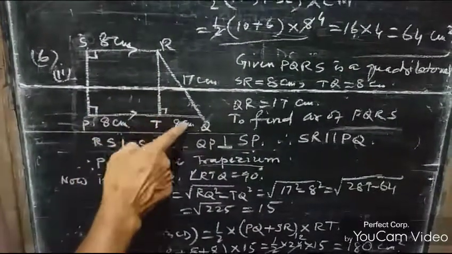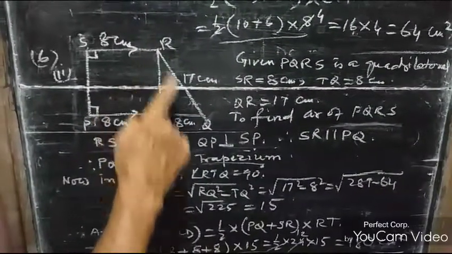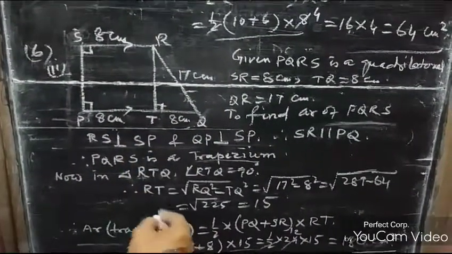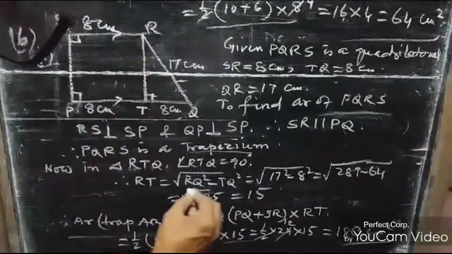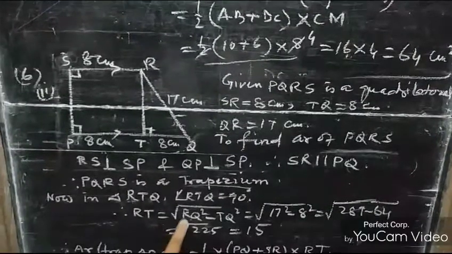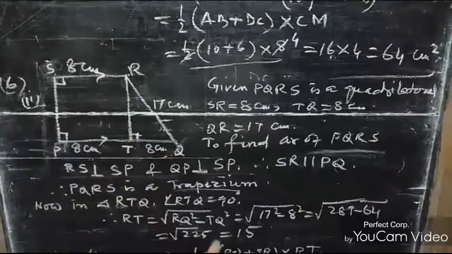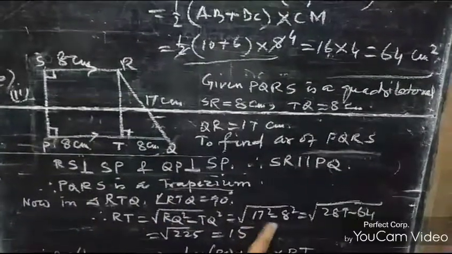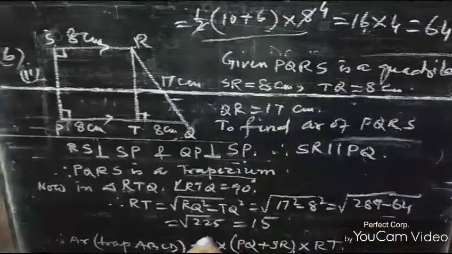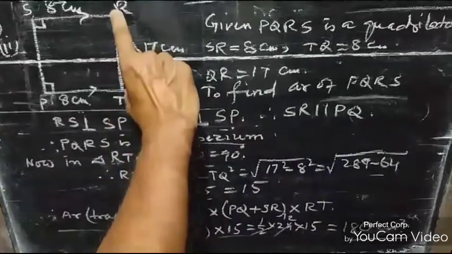We have to find out RT from this triangle. So here this is the right triangle RTQ, where angle T is 90 degree. This is the hypotenuse. We can find RT equal to the square root of RQ square minus TQ square. Now putting the values, this is 17 square minus 8 square, it is coming 289 minus 64, this is 225, square root of 225 equals 15. Now we got this value of RT.